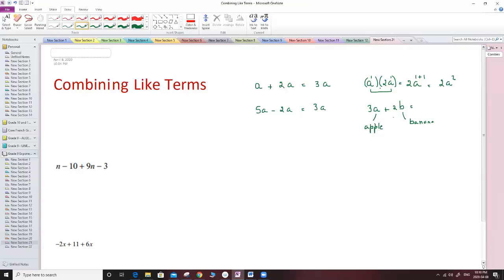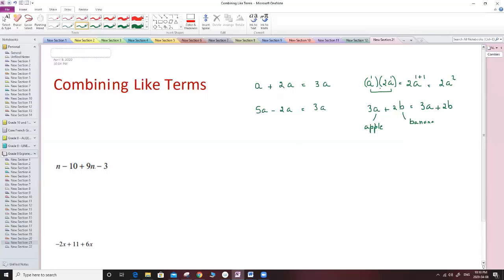So can I add apple and banana together? I cannot. So the answer will stay as it is, 3A plus 2B. I cannot combine the A and the B. And this is going to be an introduction for combining like terms.